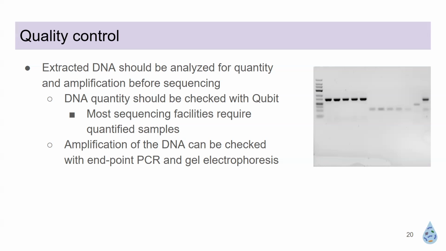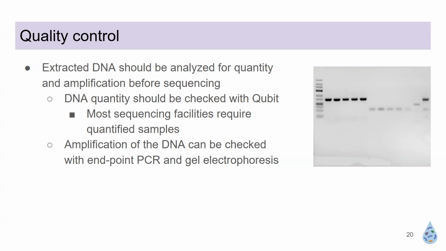The amplification of the DNA, you don't have to do, but we really suggest that you do it. This is to check the quality of the DNA. So what you do is you run a basic endpoint PCR. You could choose some 16S primers and 18S primers, something general to make sure that you actually have something in your sample. And then you run it on a gel to make sure that it's amplifiable.